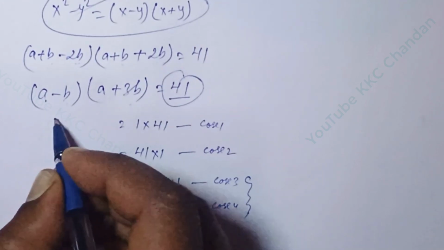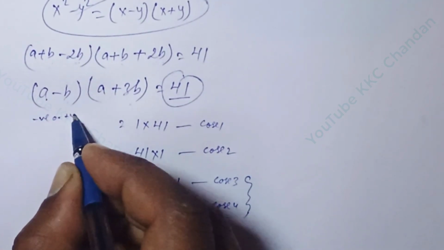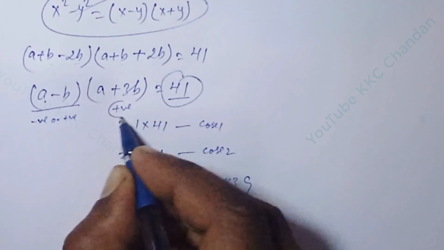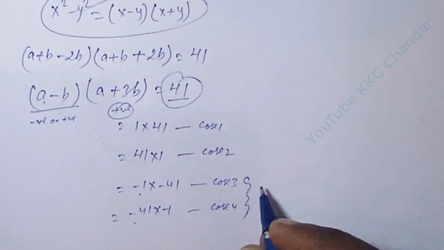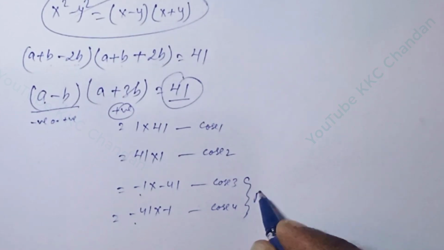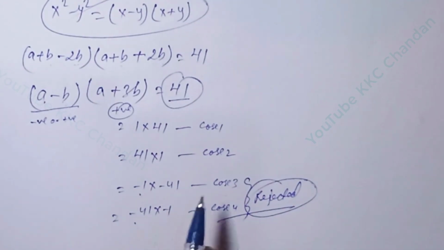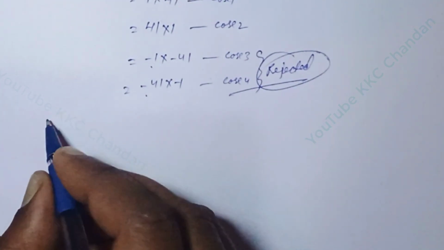See here, first of all, this is in the form of negative or positive. This is positive. So see here, this is negative, this is also negative. So according to the question, a, b belong to natural numbers. This is in negative form, so they will be rejected. After, left it only two cases. So solve case number 1.